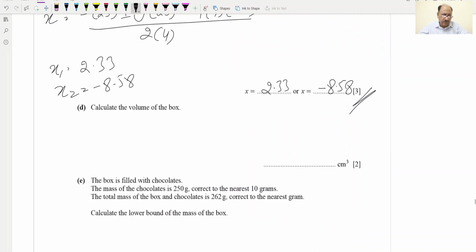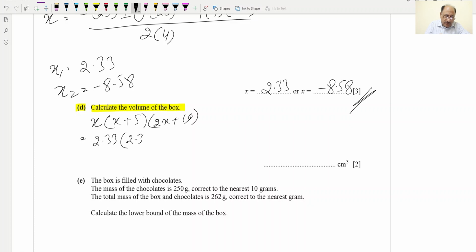Hopefully you understood this. Then they are saying for part D, calculate the volume of the box. So volume of the box, we have already calculated x, length into width into height, so 2x plus 10. 3 sides will be multiplied. We will replace the positive value of x. Why? Because length cannot have a negative value.